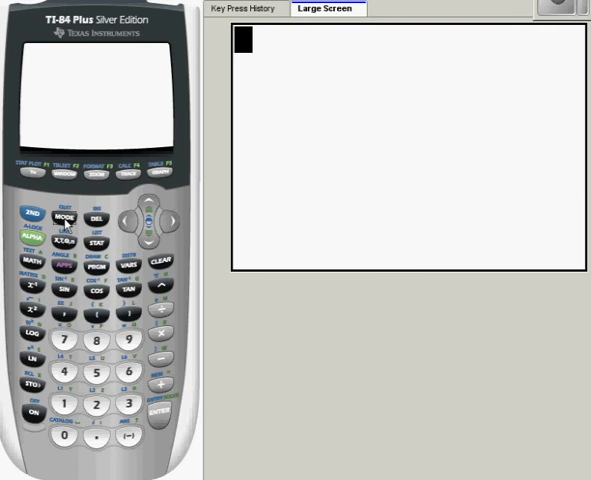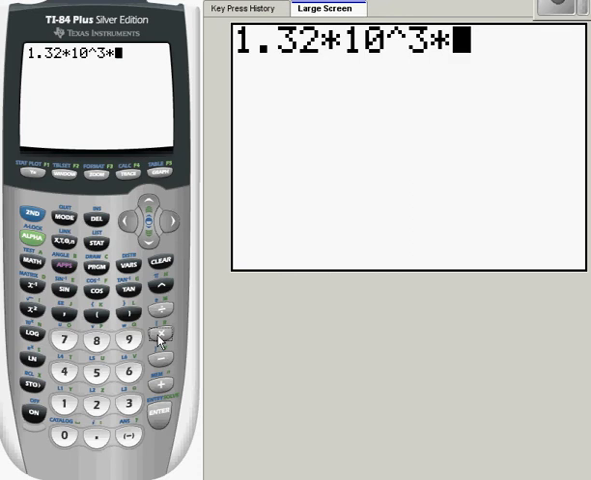If I put them in, it wouldn't give me the wrong answer, but I don't need them, so I won't use them. So I have 1.32 times 10 to the third power, using the caret button or the up arrow, times 2.78 times 10 caret or up arrow button to the fourth power. And now when I hit enter, it should give it to me in scientific notation because I changed my mode to scientific notation. I hit enter, and there you go.